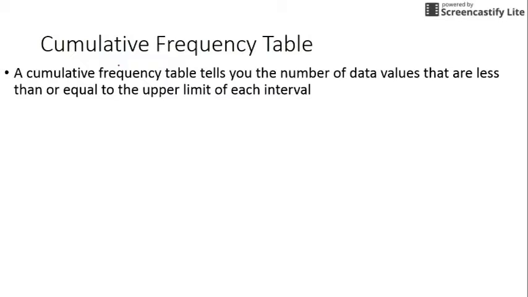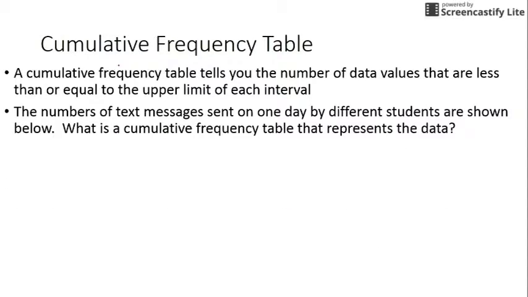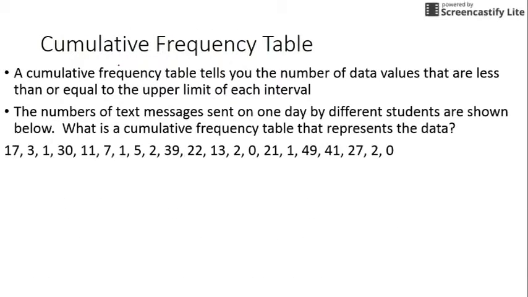All right, now a cumulative frequency table. A cumulative frequency table tells you the number of data values that are less than or equal to the upper limit of each interval. We'll see what that means in just a second. It's really not that hard. The number of text messages sent on one day by different students are shown below. What is the cumulative frequency table that represents the data? So there's all our numbers.